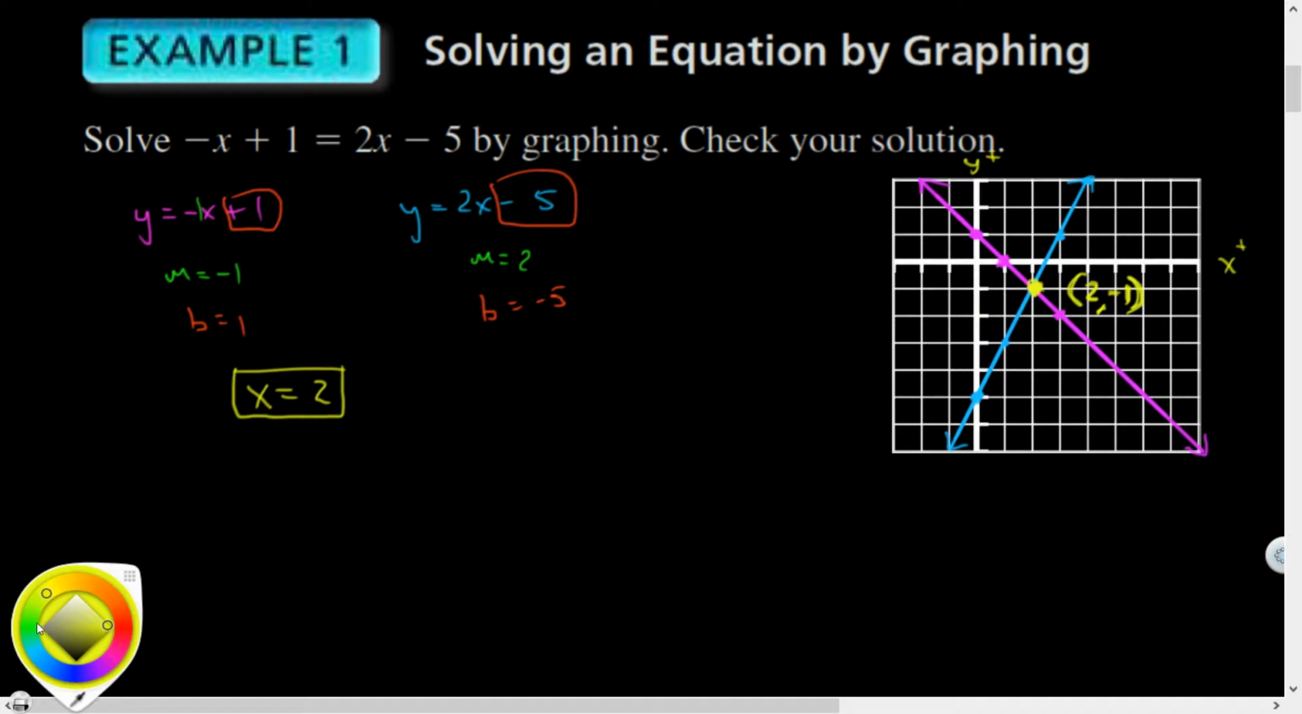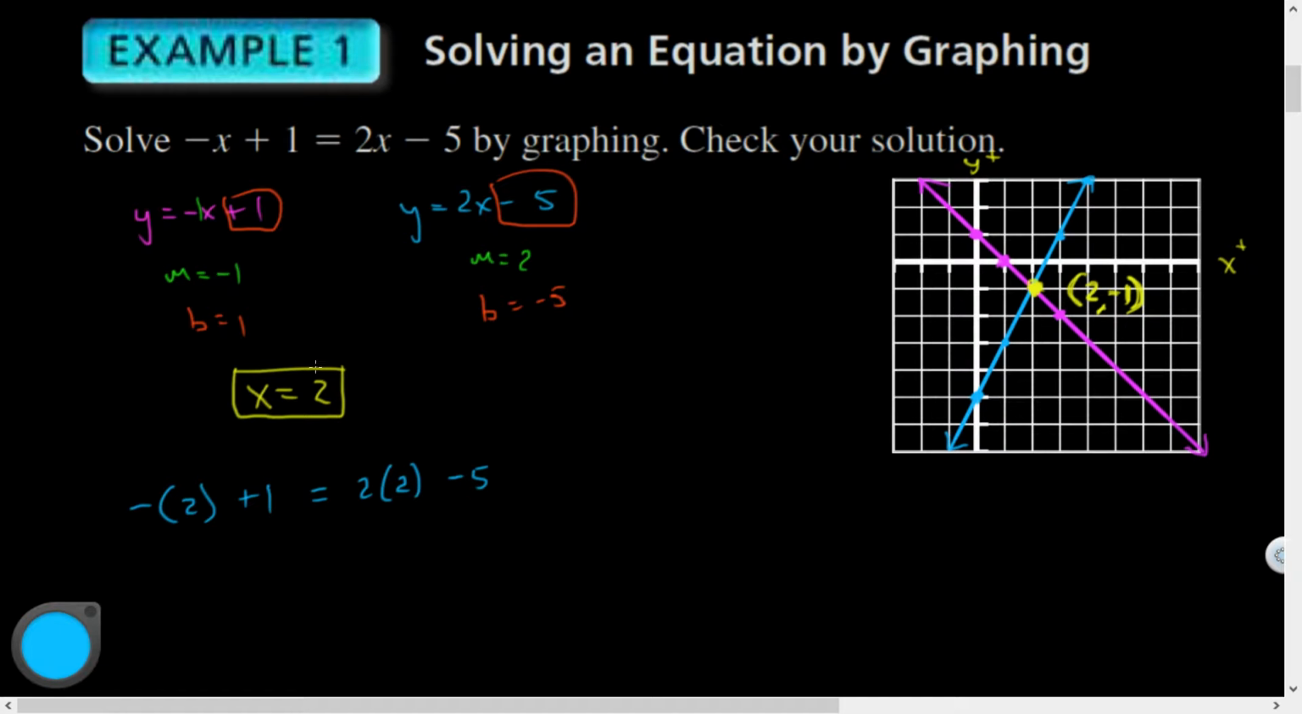Now they asked us to do a check, so let's just do a check. Is negative parentheses 2 plus 1 equal to 2 times 2 minus 5? So I'm plugging in this 2 for x everywhere I see an x. The opposite of 2 is -2, plus 1. Is that the same as 2 times 2, which is 4, minus 5? -2 plus 1 is -1. Is that equal to 4 minus 5, which is -1? Yes, it is. So it checks out. Hooray! So we found a solution.